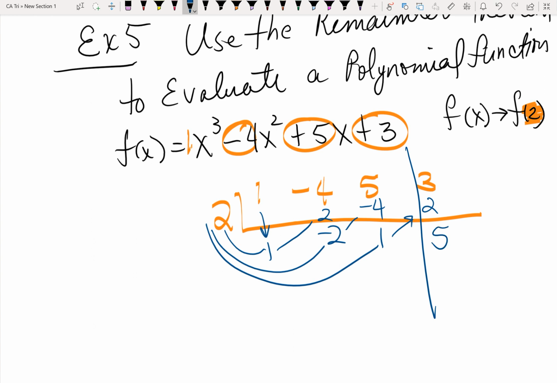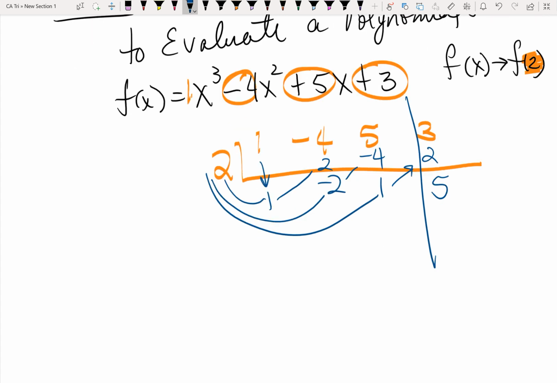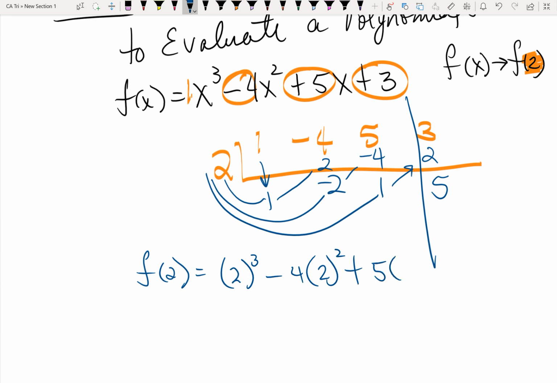So I want you to make the connection between that and f of 2. f of 2 means that I'm going to have 2 cubed minus 4 times 2 squared plus 5 times 2 plus 3. When I do the math, I end up with 5. So notice that these are both identical. And that is the concept behind the remainder theorem.